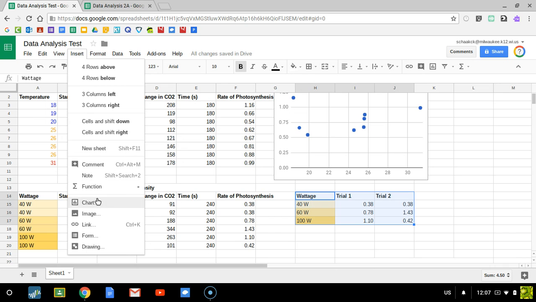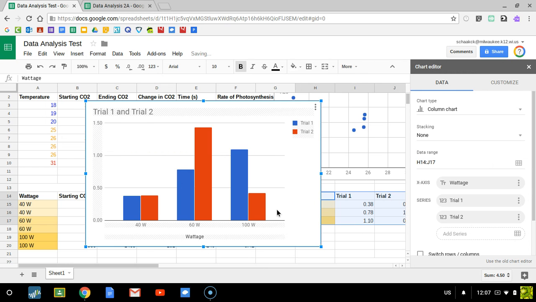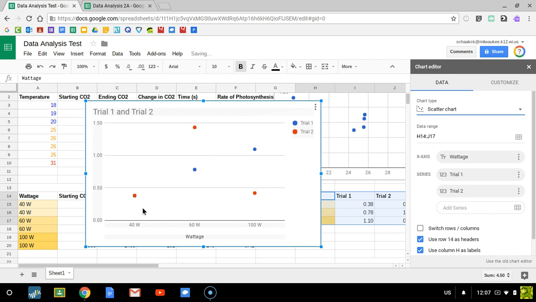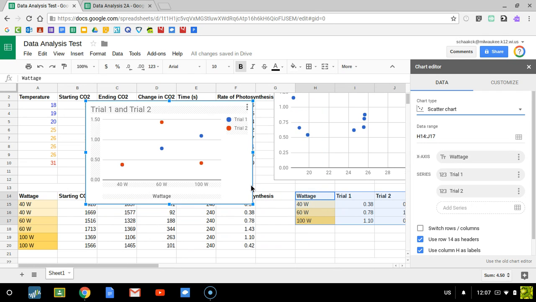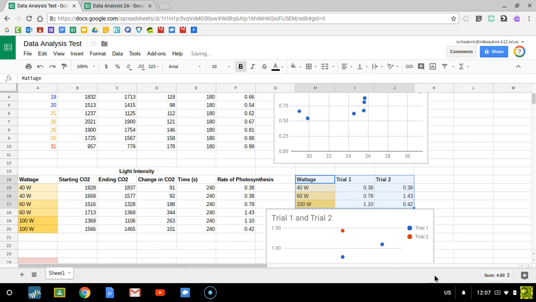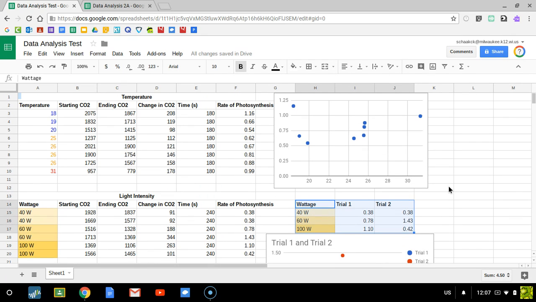I press insert, chart, and again I go down to scatter, and suddenly it has aligned everything. So it's got both of my points here, here, and here, and again, nice raw graph. So I'll minimize that. Okay, I've got my raw graphs. They're looking pretty good. All my data points are on there.